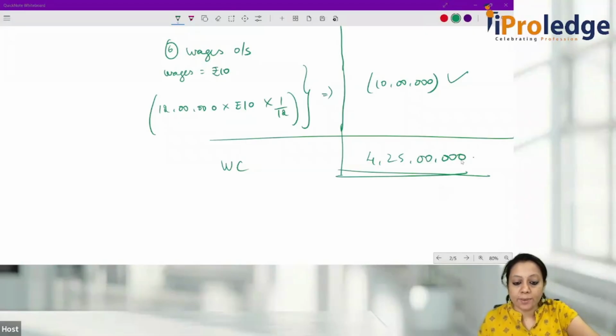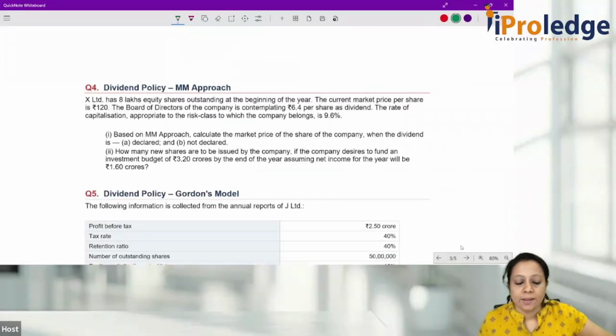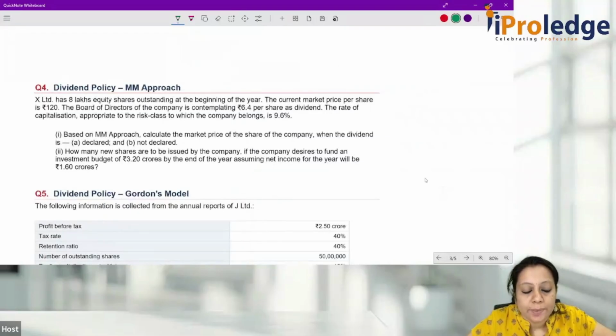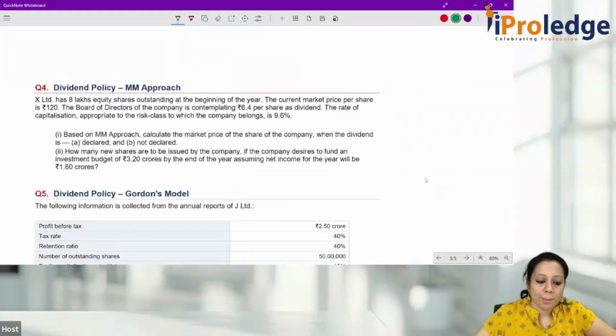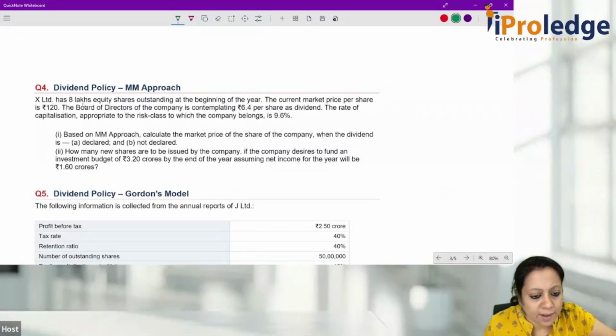Now let's begin with the dividend policies. So now I've included one from the MM approach, one from Gordon, and one from Walter. These are the three important discussions that we used to have in dividend decisions. So let us do that. All are past exam questions. Some are, I think, from long back, but they're still relevant, right?